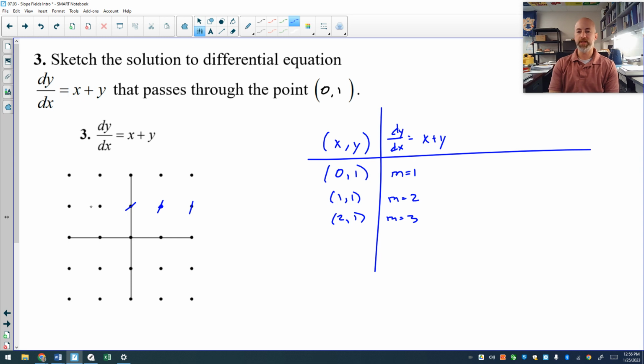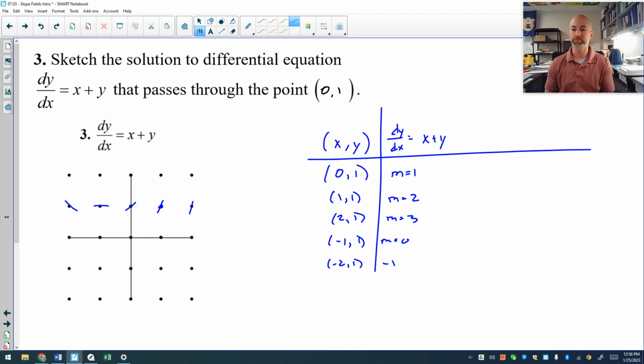Let's go on and finish these on the left side. So I could go -1, 1. And if I add those coordinates, I get a slope of 0. So we're going to draw a small horizontal segment. And then if I move over here at -2, 1, we get a slope of -1. And so I'm going to imagine connecting it with a slope of -1 right there. And we will repeat this for every other dot.